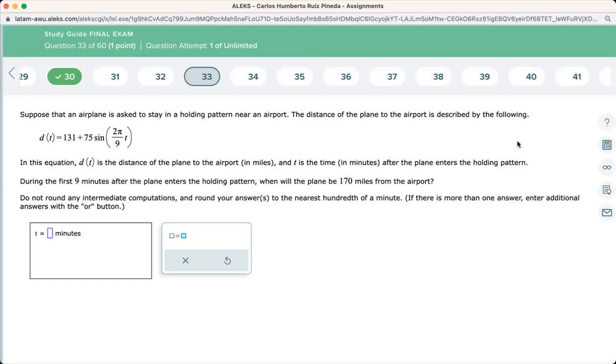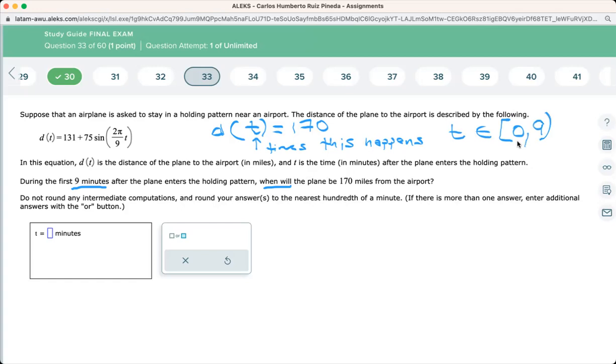Now, here, the most important thing is that we acknowledge that we have d of t equals 170 miles. And what we're looking for is the time this happens. It will happen once or twice. Something important: it says during the first 9 minutes, which means that our time is from 0 to 9, not including the 9, of course, because it says during the first.